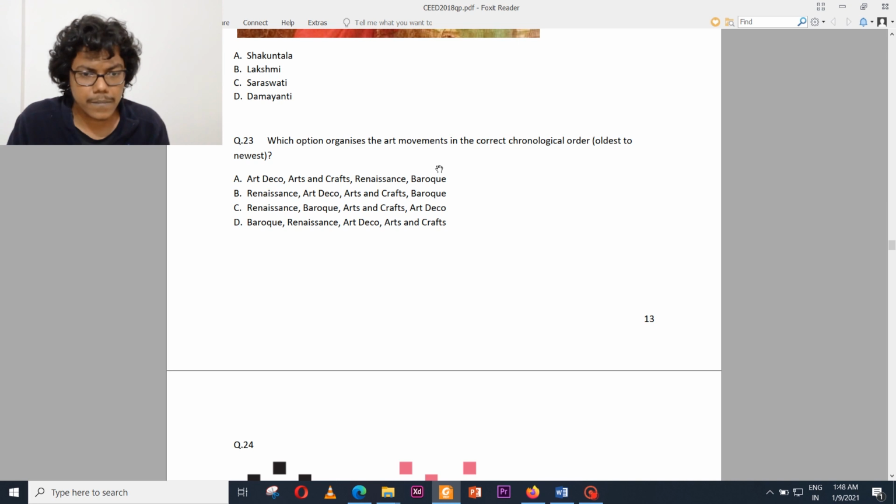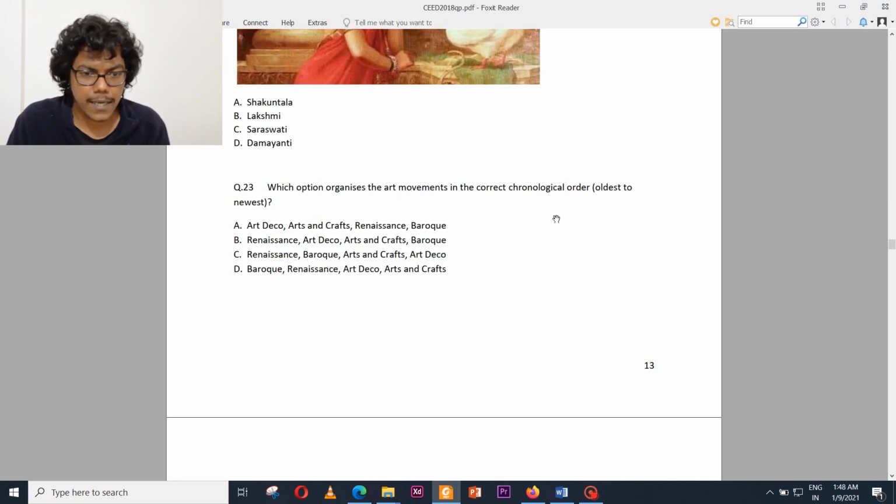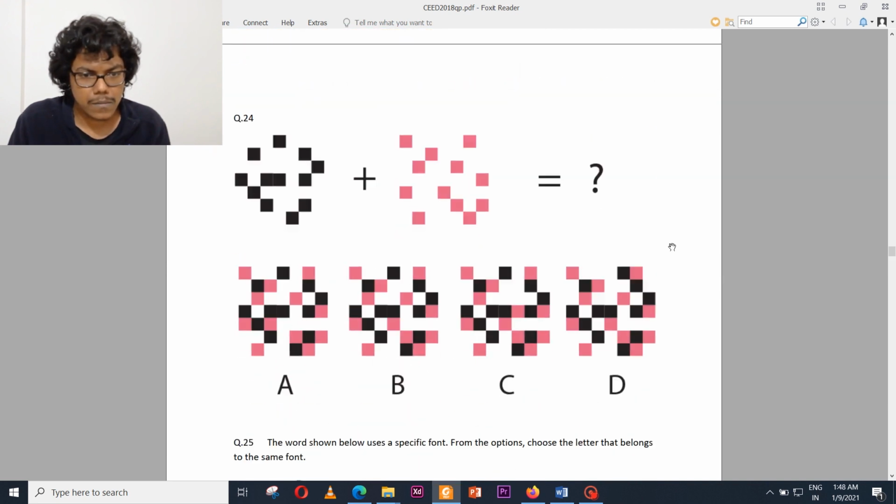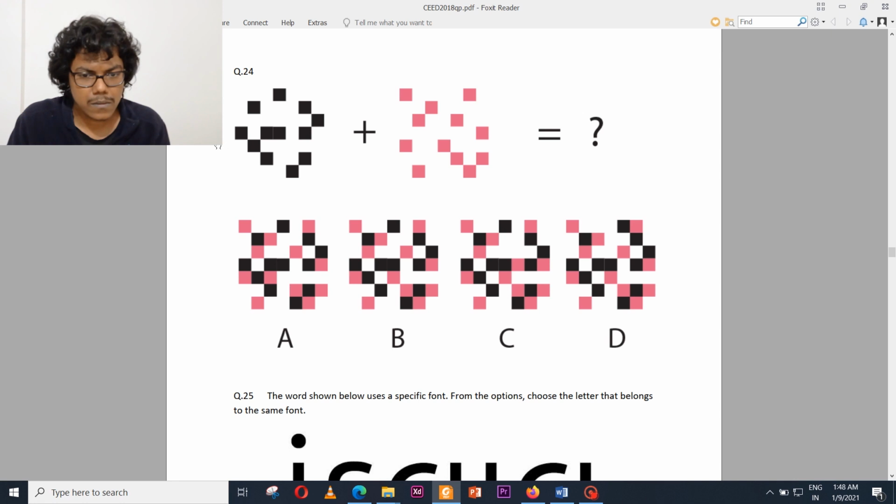आर्ट मूवमेंट, if you have read about the art movement then it is easy. I have not read, so I don't know. Pattern is you just have to arrange the black and pink, then it becomes easy. As in see, ऐसे align करके if you go now horizontal vertical, then you will get the pattern.